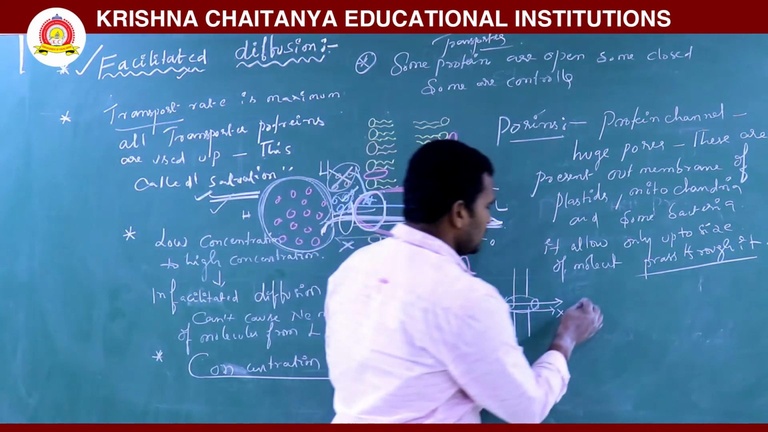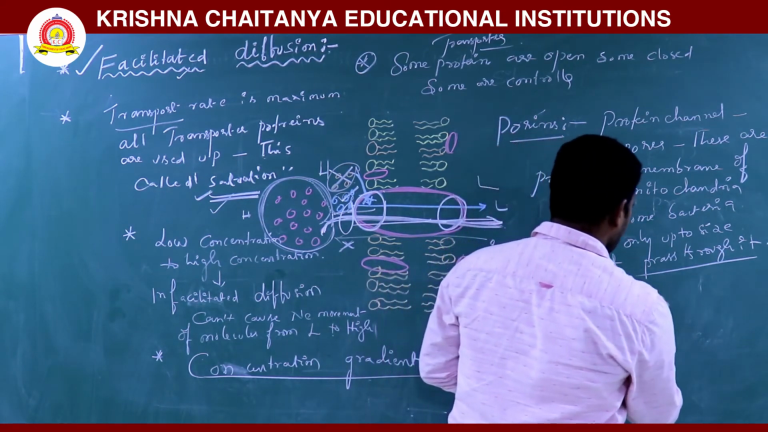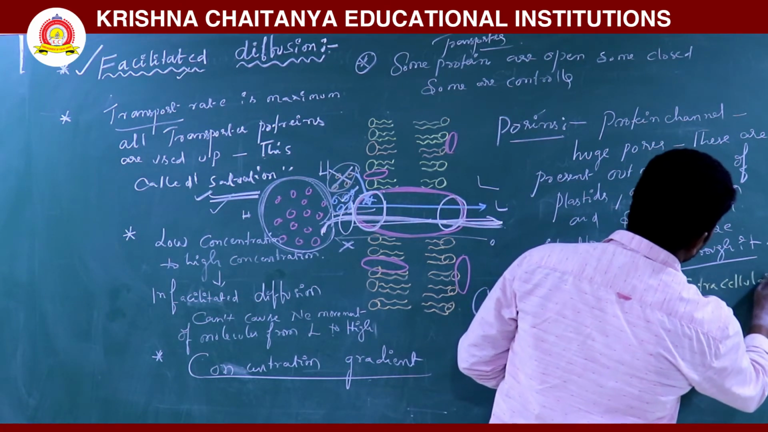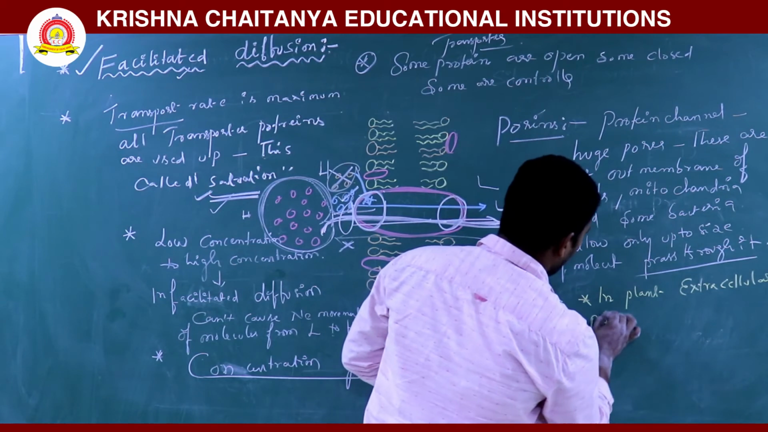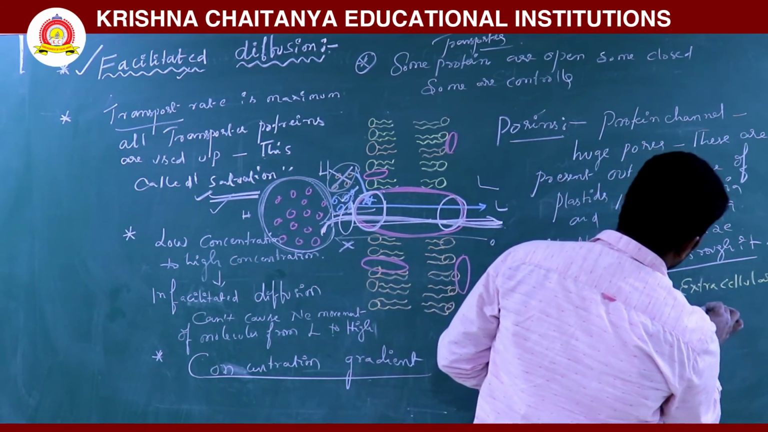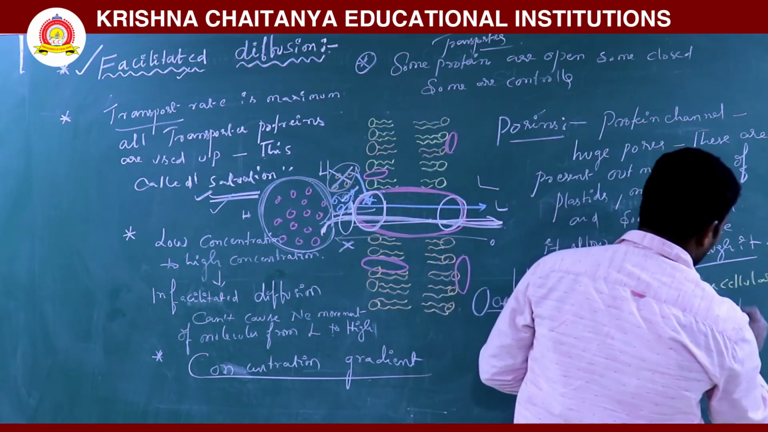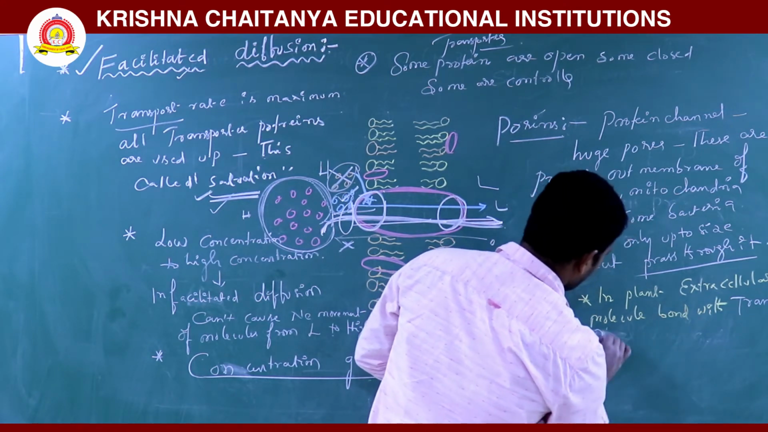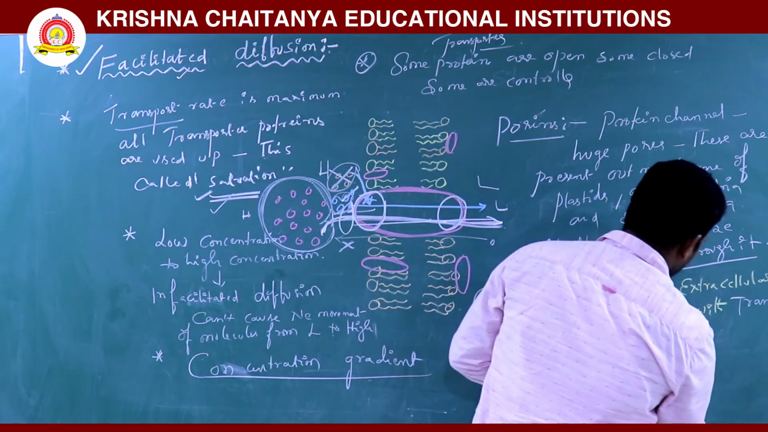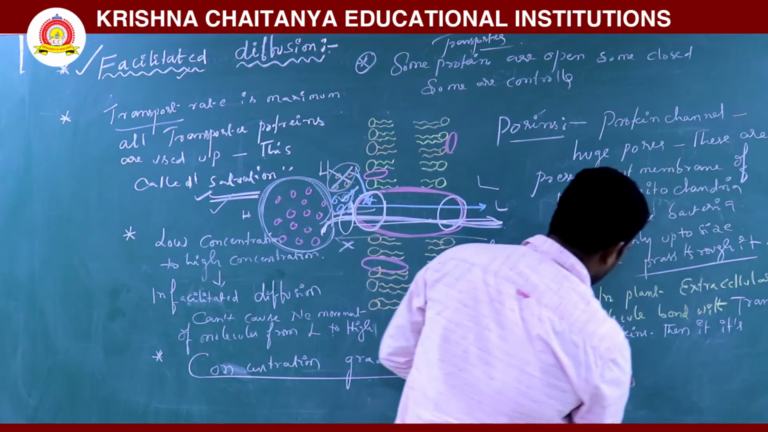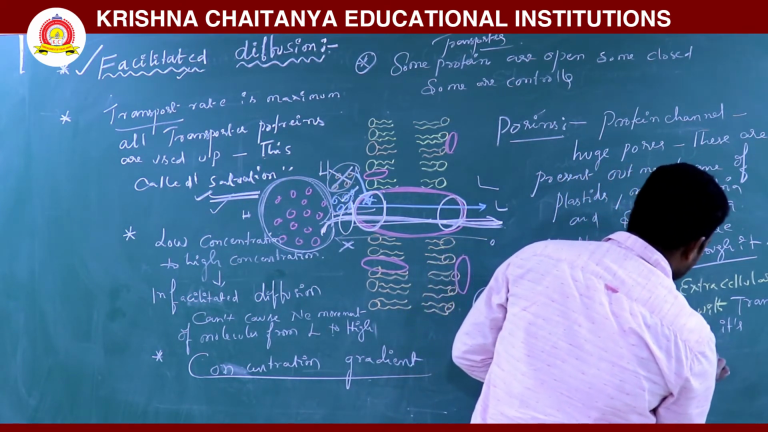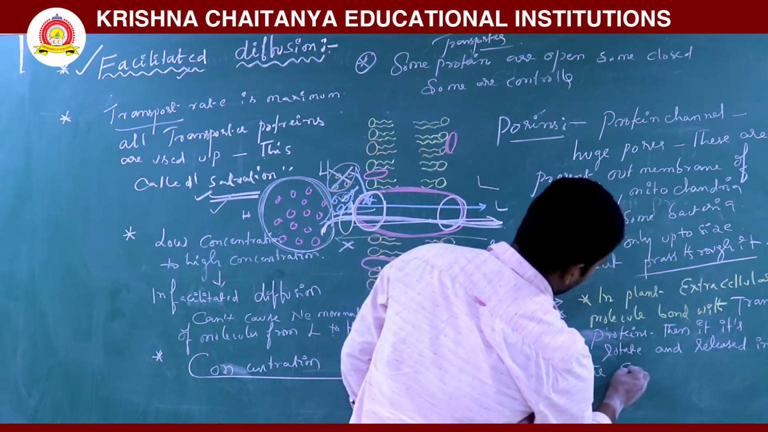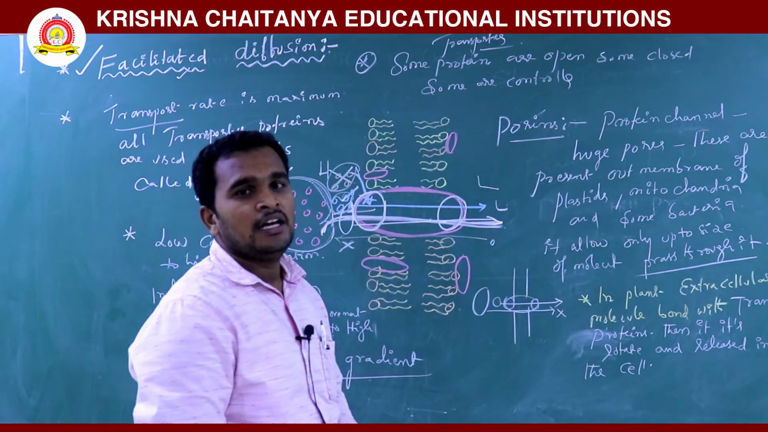Next one, in plants, extracellular molecules bind with transporter proteins, then it rotates and releases inside the cell. So this requires aquaporins.